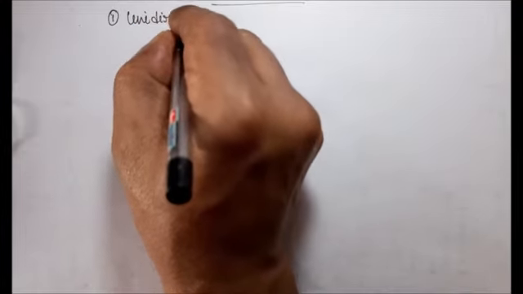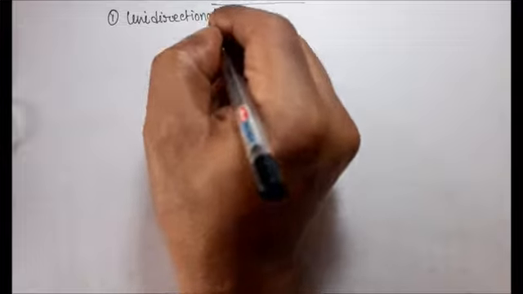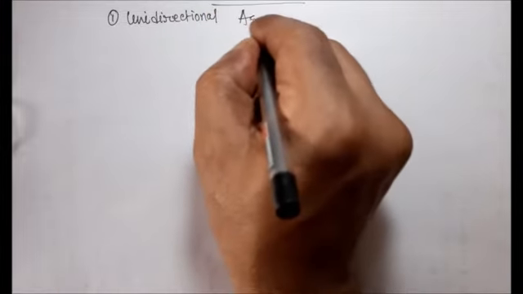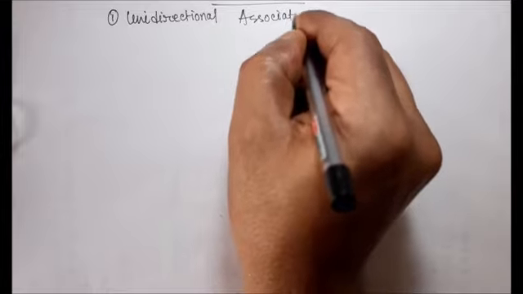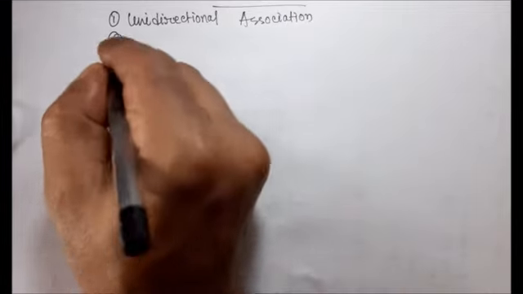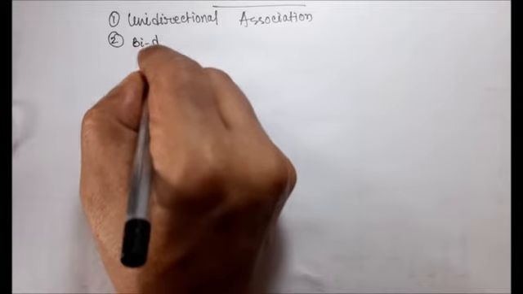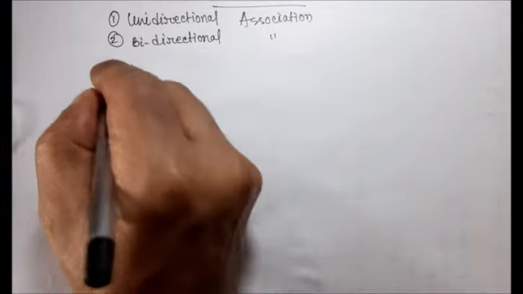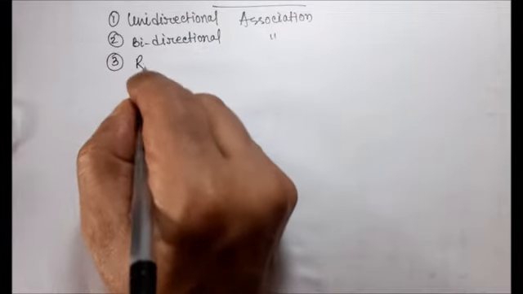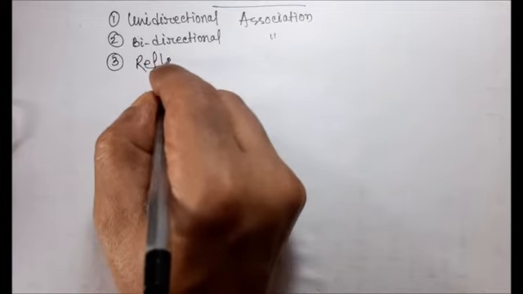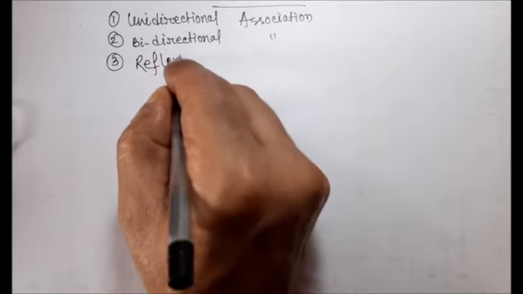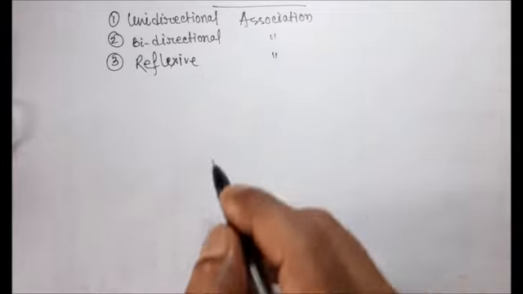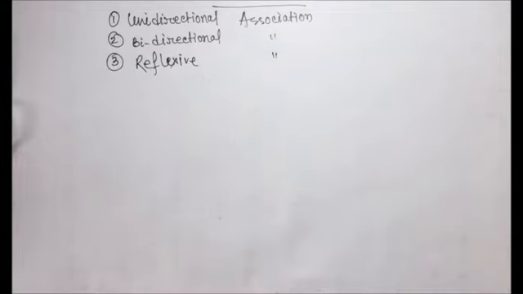One is called unidirectional association, and the second one is bidirectional association, and the third one is reflexive association. Okay. So, let me take one example.